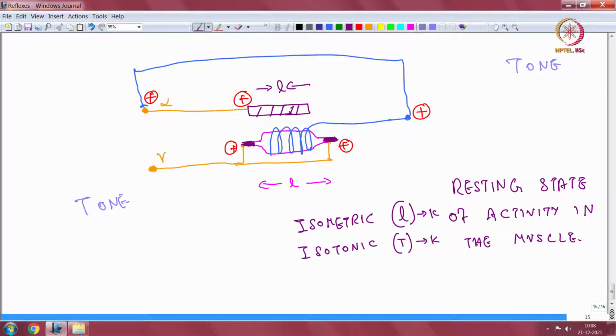So, as you are holding the glass steady, what happens is the muscle tone is increasing, but length remains constant. Only when length is constant will the glass hold steady. So, that is an example of isometric contraction.